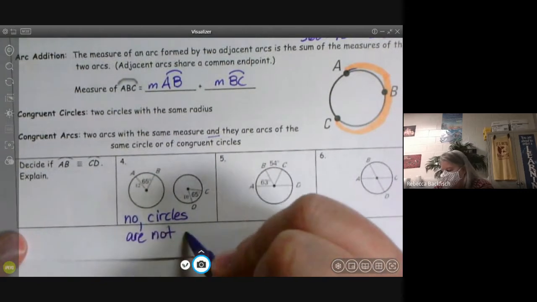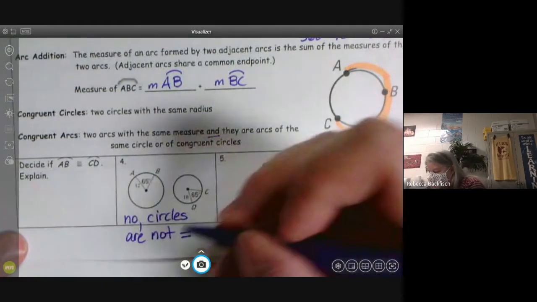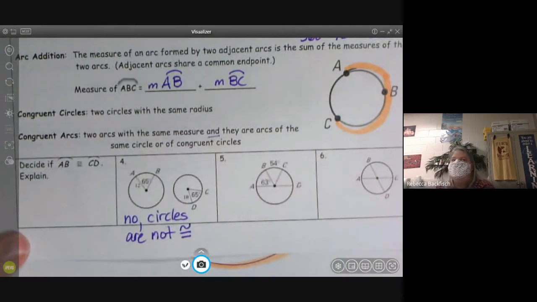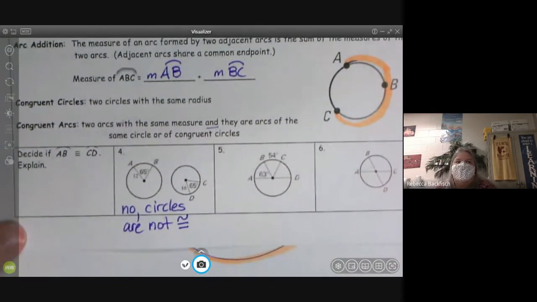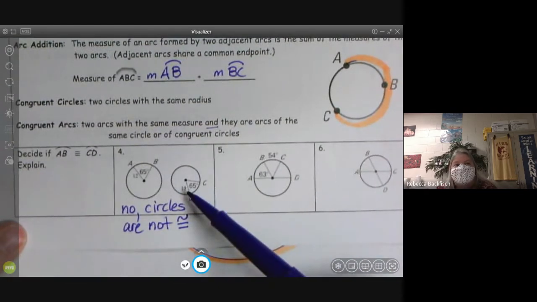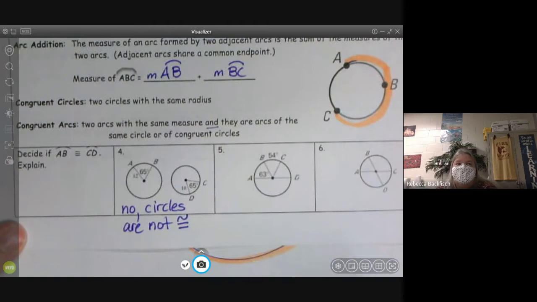I know they're not congruent because the radii are not the same. Radii is the plural of radius. So one of them has a radius of 12. One of them has a radius of 10. So the circles aren't the same size. So I can't say that the arcs are congruent if the circles aren't the same size.